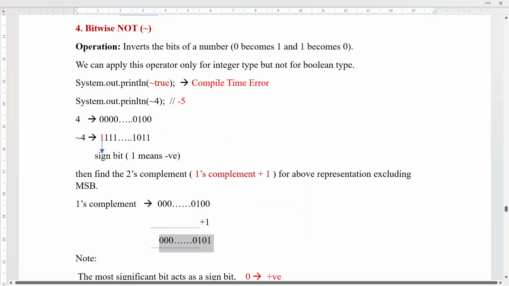The decimal representation of this value is 5. Our most significant bit is 1, and 1 means negative. So the output is -5. In order to find the not value for an integer, first we have to invert the number, then we have to find the 2's complement.